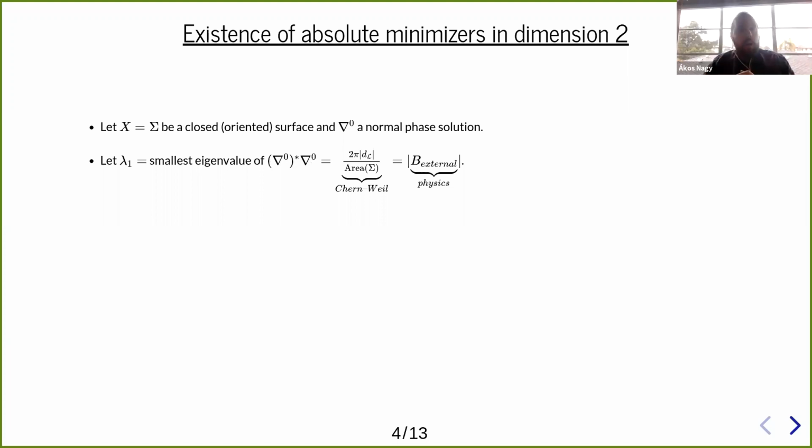So you can compute this lambda 1 two ways. One is through Chern-Weil theory, so geometry, and then it will be 2 pi times the absolute value of what we call the degree of the line bundle. Degree of the line bundle measures how non-trivial your line bundle is, and you have to divide by the area. Or the physical interpretation is that this is the external magnetic field.